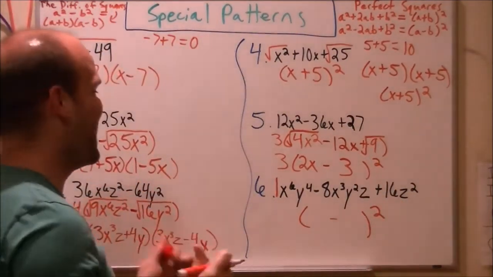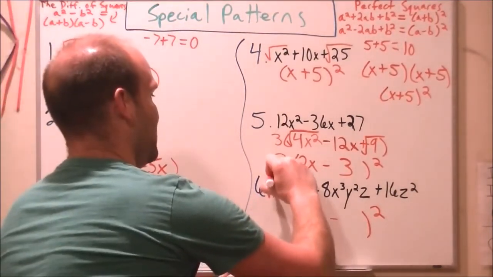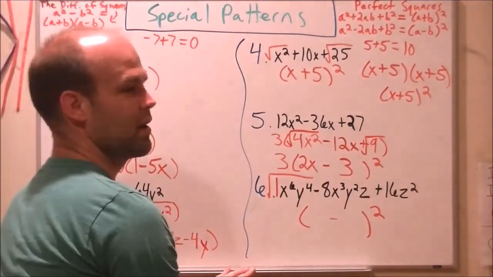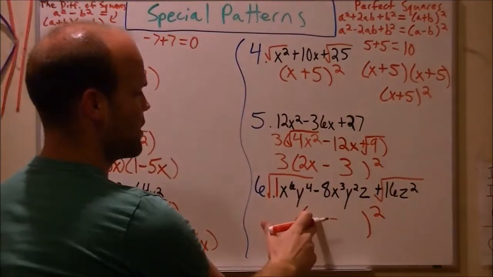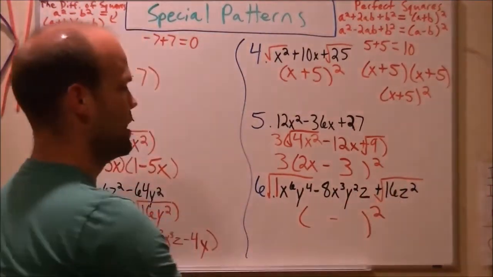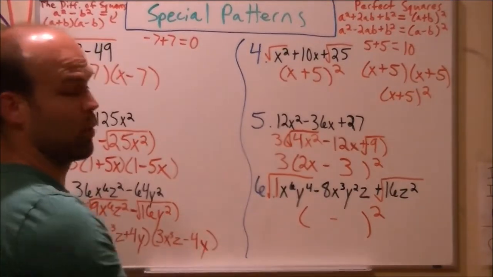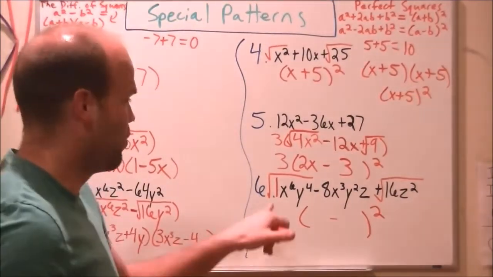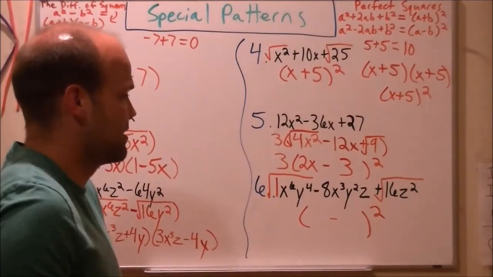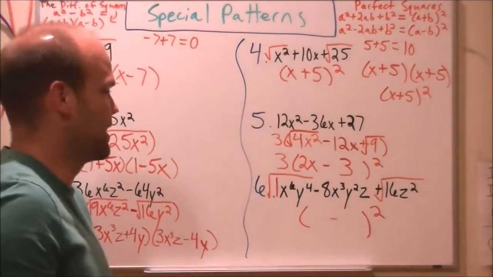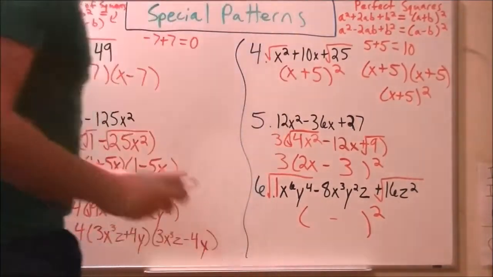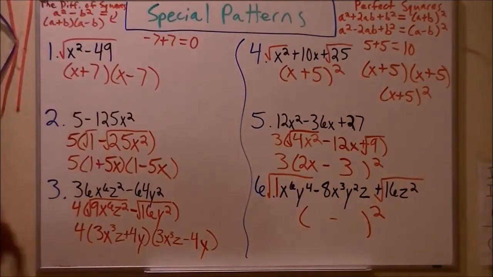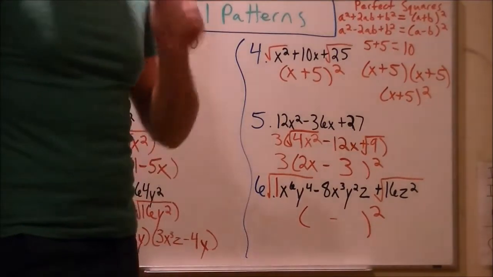Now guys, all I have to do on this one is just take the square root of the first term and the square root of the last term. The square root of the first term goes here, the square root of the last term goes right here. The square root of 1 is obviously 1, and just like as it was from the start, I'm not going to write that in because it's unnecessary. But I do need to take the square root of x to the 6th. What is the square root of x to the 6th power?